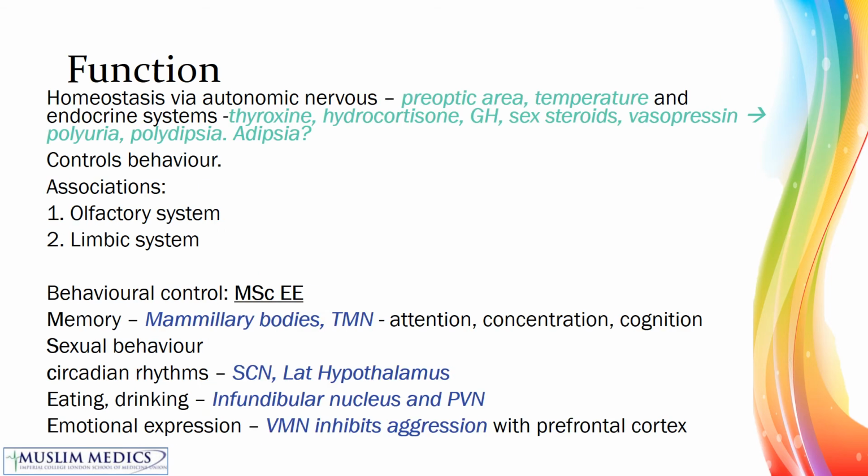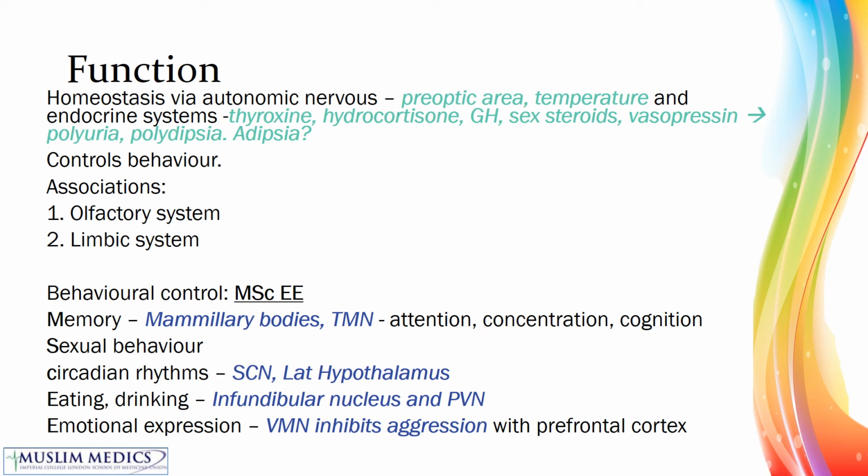So here it is again, this time just with a few more details. So we have the preoptic area, which is an area of the hypothalamus which controls the temperature of the body. And we also have some hormones that the hypothalamus monitors. So we have thyroxine, hydrocortisone, growth hormone, sex steroids, and vasopressin. And the hypothalamus monitors these quite tightly because we can have quite adverse effects if they fall or rise by too much. On the behavioral control, we have the structures of the hypothalamus or the nuclei which are involved for that particular function. So these aren't too important for your understanding, just for wider knowledge.